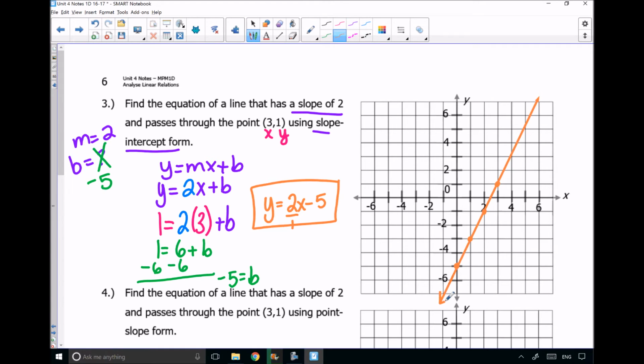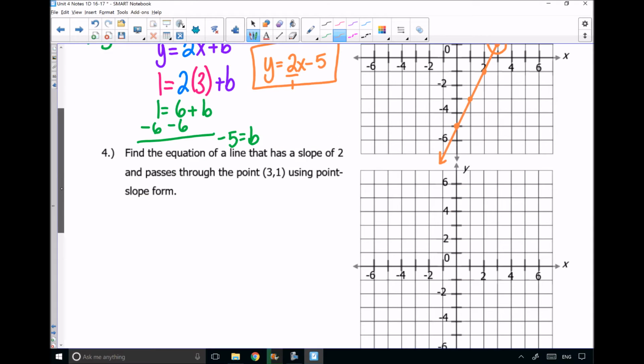But one thing I want you guys to notice, first of all, don't forget to write the equation on your line. One thing I want you guys to notice is, does it really go through the point 3, 1? It absolutely does. It goes through the point 3, 1, so I'm good to go for this question, okay?